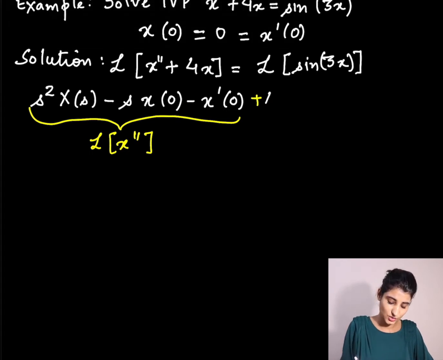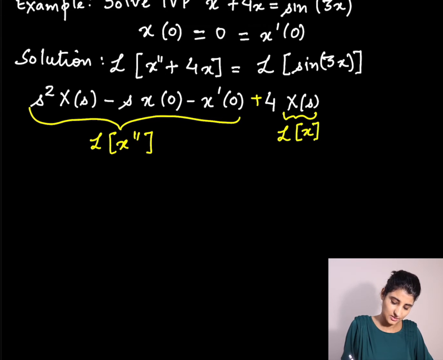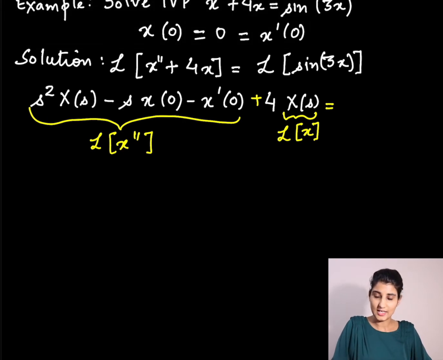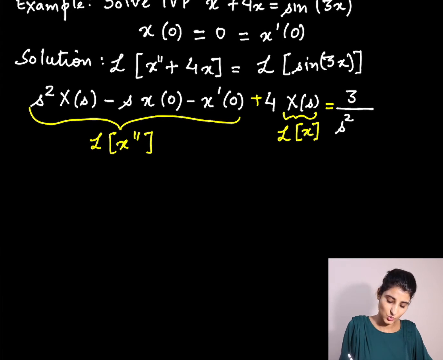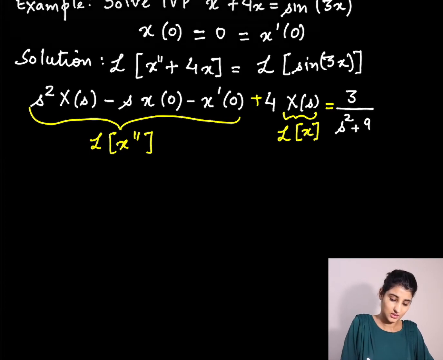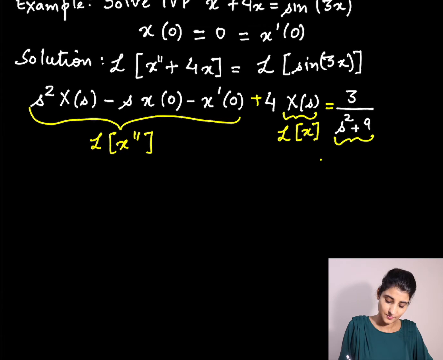Laplace of 4x, so 4 we can pull out, and Laplace of x we are denoting it by X(s). So this is Laplace of x(t) is equal to Laplace of sine 3x. So it's going to be 3 divided by s square plus 3 square, which is 9. So this over here is Laplace of sine 3x.